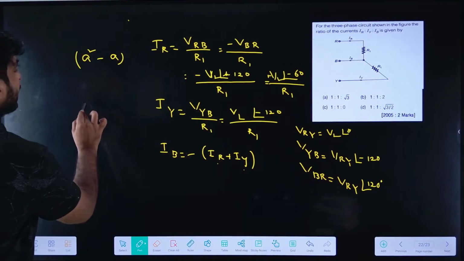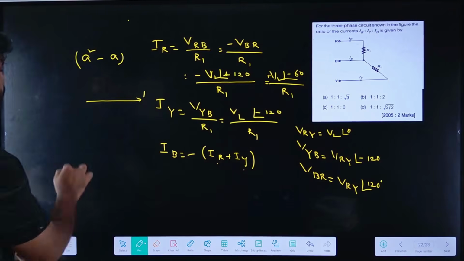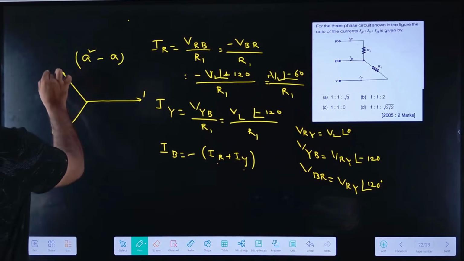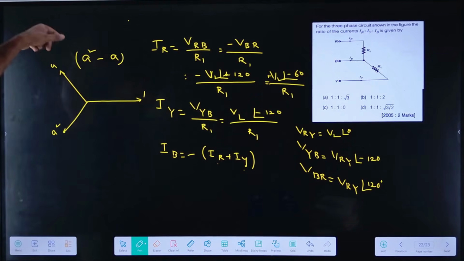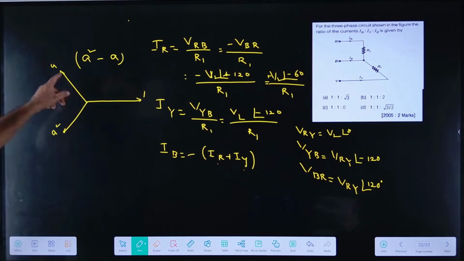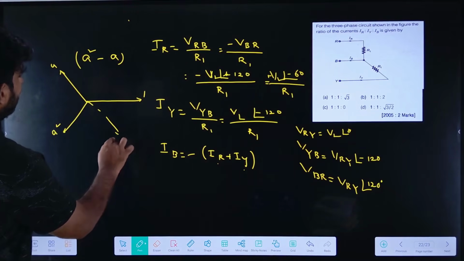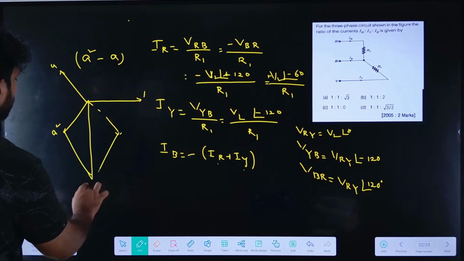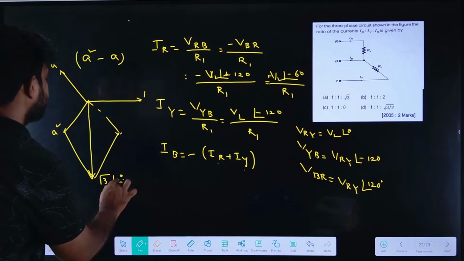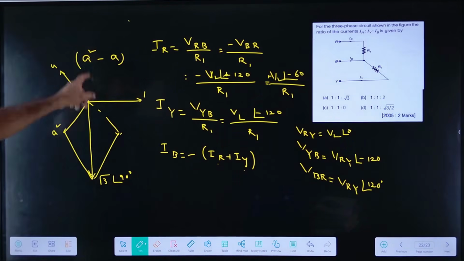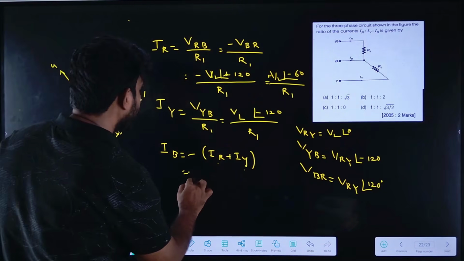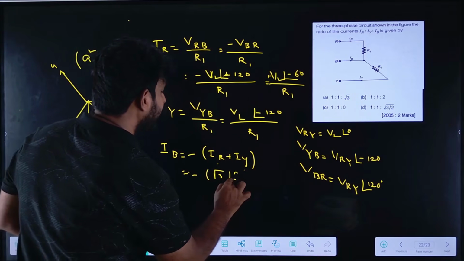If you observe here, the A operator, if 1 is taken as a reference, A will be in this direction, so A square will be in this direction, right? So A at an angle of 120 degrees. For example, I want to find A square minus A. A square minus A will be in this direction now. If I find A square minus A, it will be here. So it will be root 3 at an angle of 90 degrees, or rather minus 90 degrees.